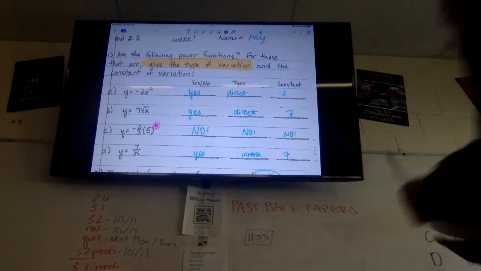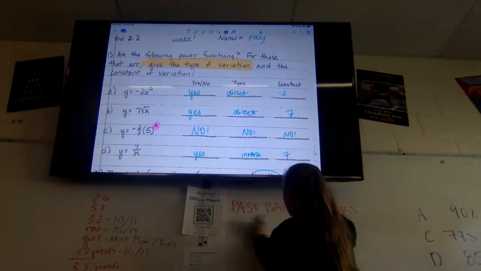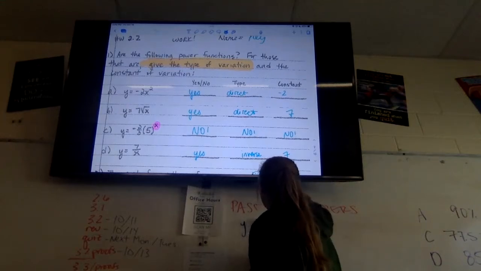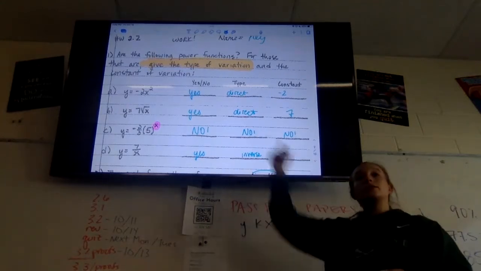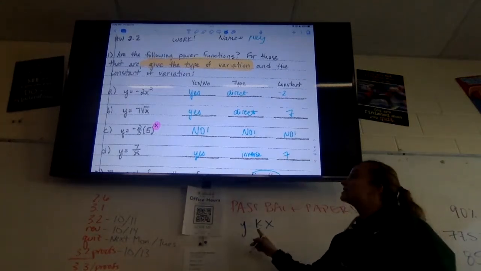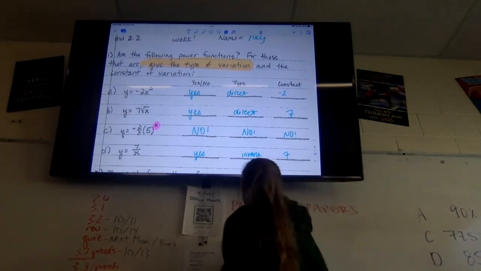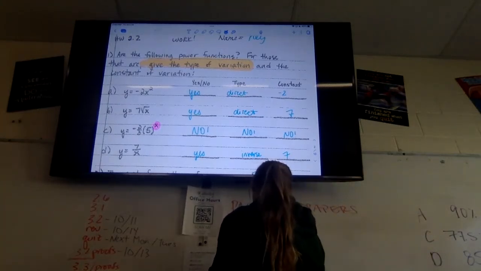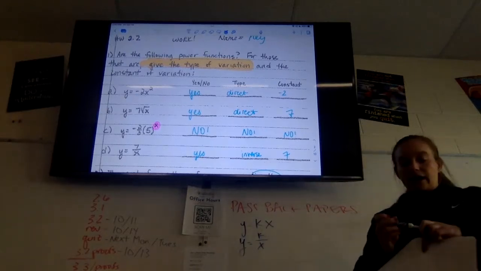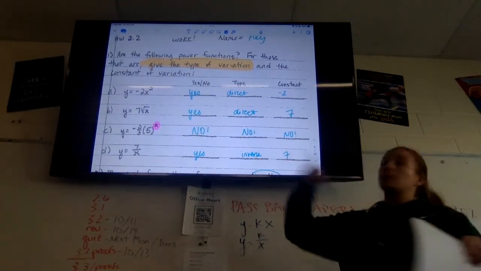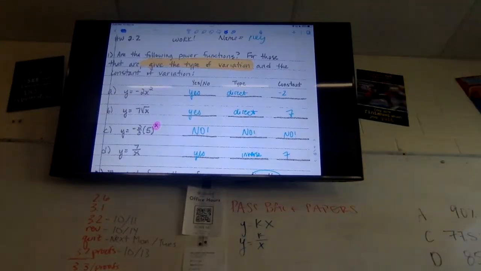Remember direct looked like this. It was like y equals k times x. Even though that's a square root, that's the same thing as 7 times x to the 1/2. Okay. So that's why that works. Inverse is y equals k over x. It's like dividing. Yep. Oh. So if it looks like either one of those, then it's a variation. If it doesn't, like number 3, then it's neither. Okay. Yes, good question. All right, can I keep moving from this part?